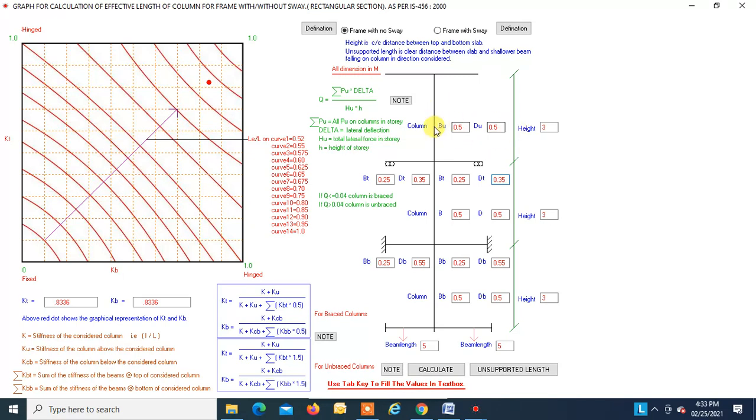There is a top column. The dimensions for the column will not change, okay, because they remain the same. Only the dimensions of the beam will change. Over here again the depth will be 0.35 meters, right? And the length of the beam will change. That is, now it is 3 meters and it is 3 meters, right? Simple. Just calculate, okay?